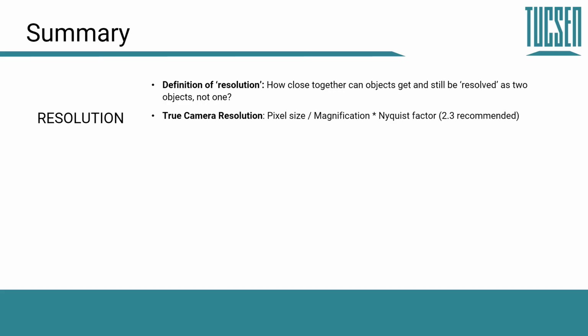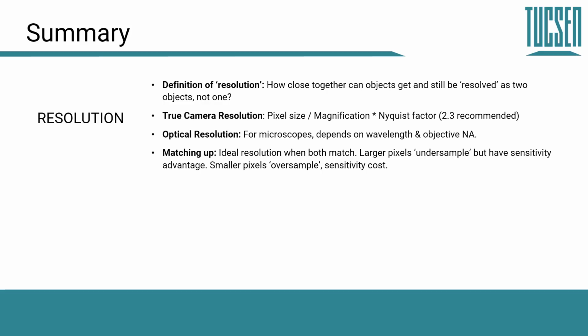Then we looked at the true camera resolution. And this is not just how many megapixels the camera has, it's represented by the pixel size of the camera and how much that limits or doesn't limit the small details that we can capture with our camera. How sort of pixelated is the image. And the true camera resolution is given by the pixel size divided by the total magnification of our system, times this Nyquist factor that we talked about, where we recommend 2.3, but it's really down to your application, how important resolution is for your application versus, say, the sensitivity of having larger camera pixels.